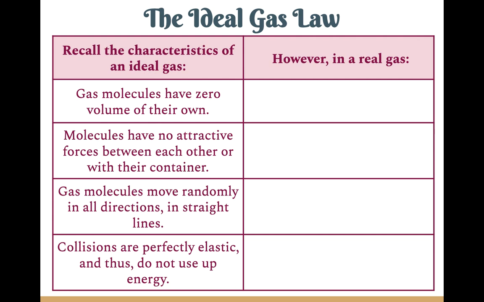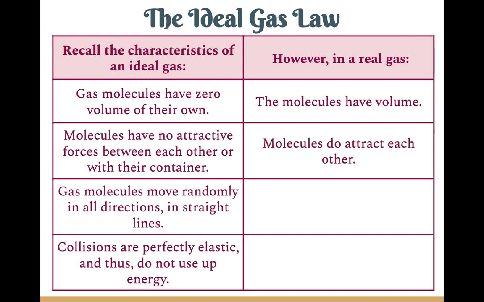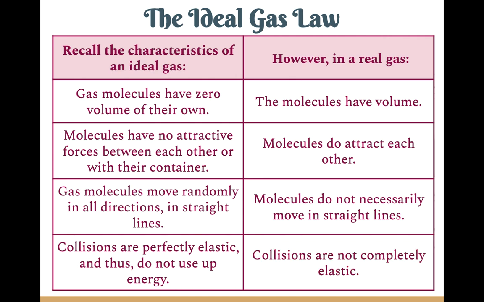However, that's the ideal situation. In a real gas, the molecules do have volume. It might be a ridiculously small volume, but they do have volume. They also do have some attraction to each other. Again, it's very weak, but it is there. Okay, they're not necessarily going to move in straight lines, depending on their environment and what might also be affecting their movement. And the collisions are not going to be completely elastic. So a real gas behaves differently than an ideal gas.